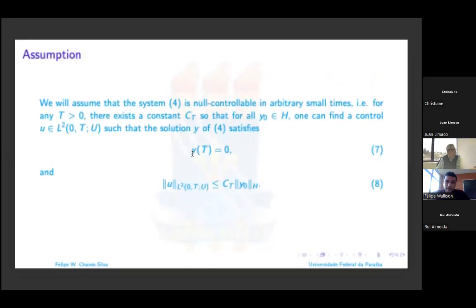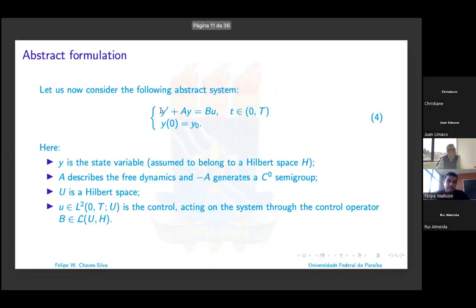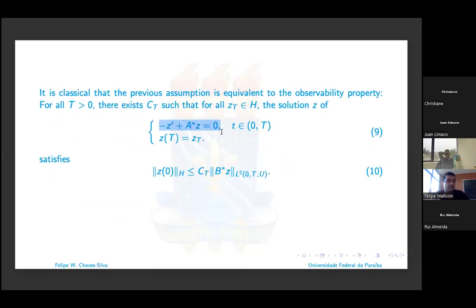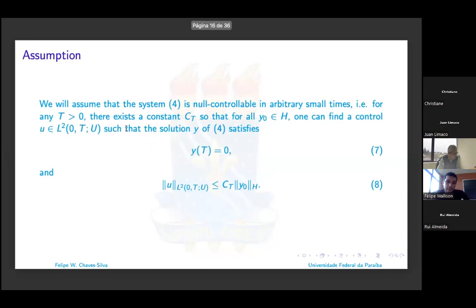Okay, so recall that in my abstract system, which is the one that I'm assuming I can control fully, I have BU. BU is how the control is acting on the equation, right? So when you go to the adjoint, you need to be careful. In the adjoint, you don't have B, but the relation between B and the adjoint system is that you want to observe the whole solution Z of the adjoint system at time zero by means of observation through the operator B star. Okay, so this is the classical observability property for null controllability. And why is this important? Because in our proof, we will use that we know that this inequality is true because you are assuming that you can control your system fully. Fully, I mean by a full set of controls.